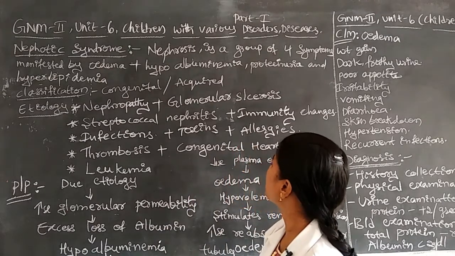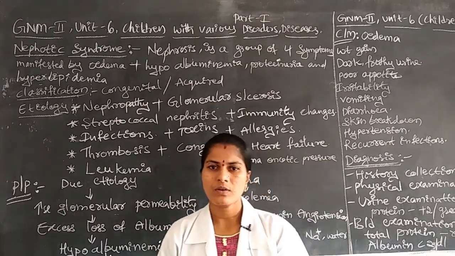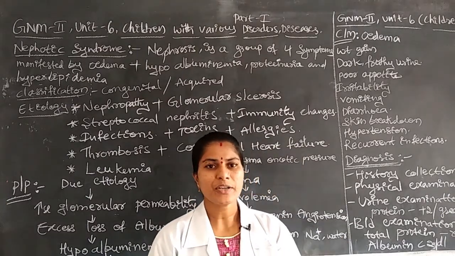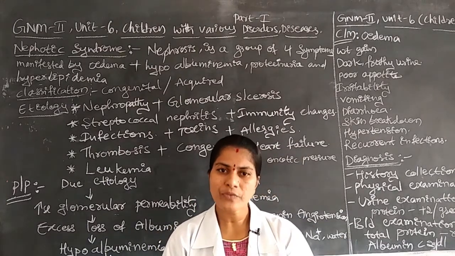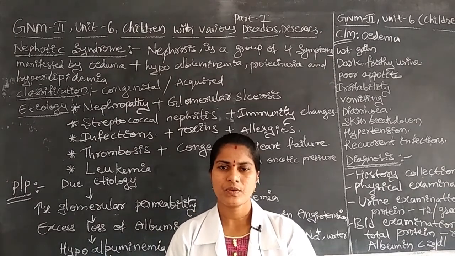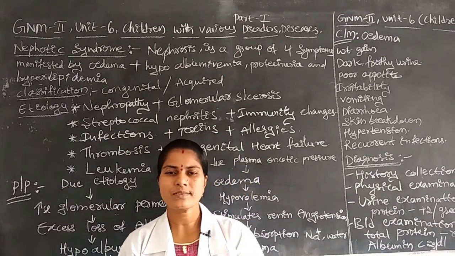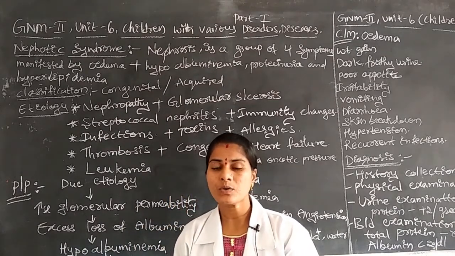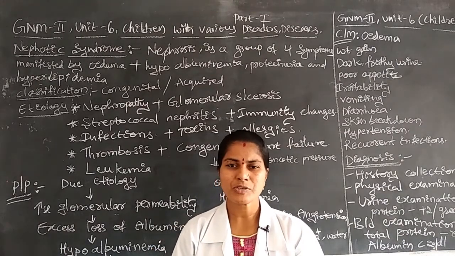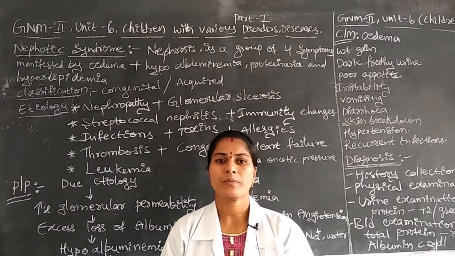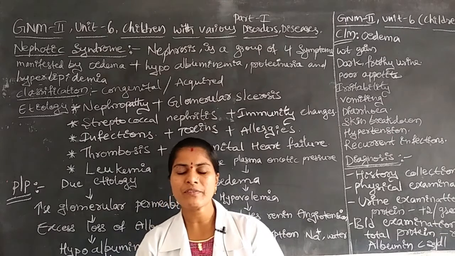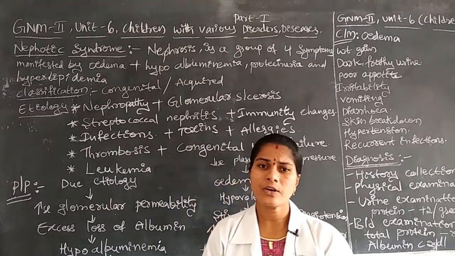The third symptom is proteinuria. The child continuously excretes urine, and in that urine there is protein loss. Normally proteins are not lost, but children suffering with nephrotic syndrome show protein loss in their urine. When we test the urine, the protein percentage is increased.